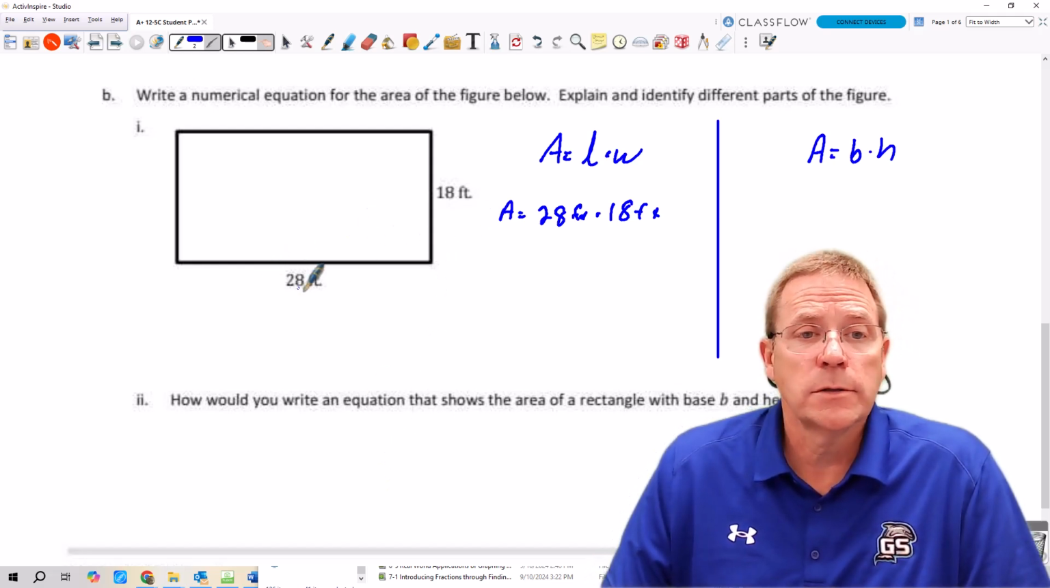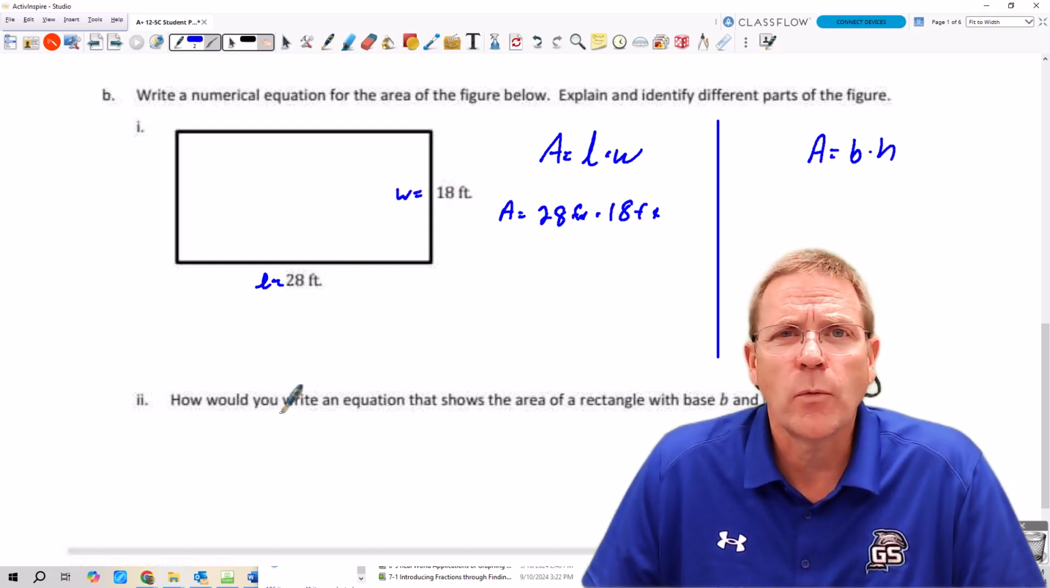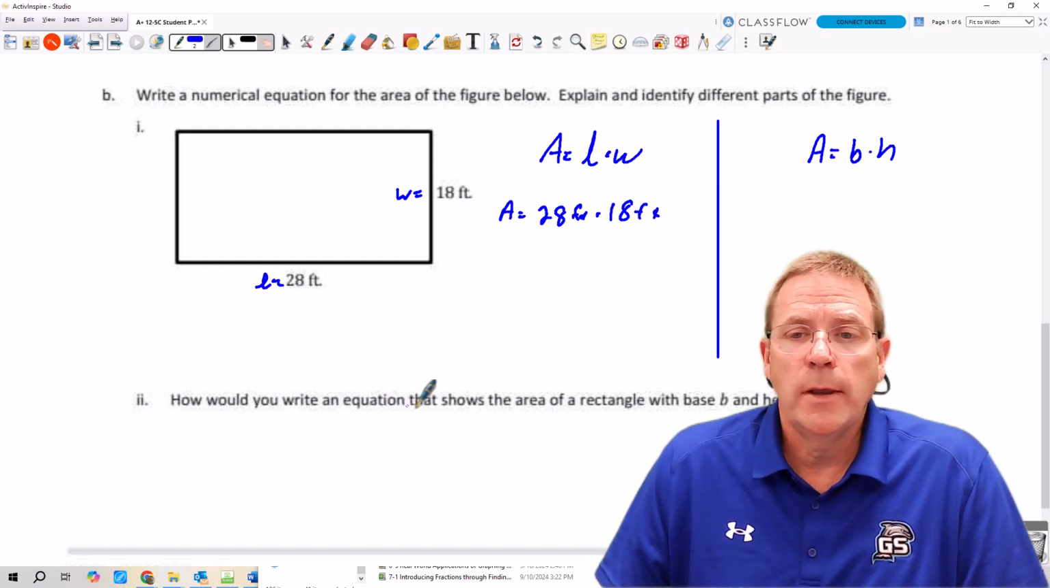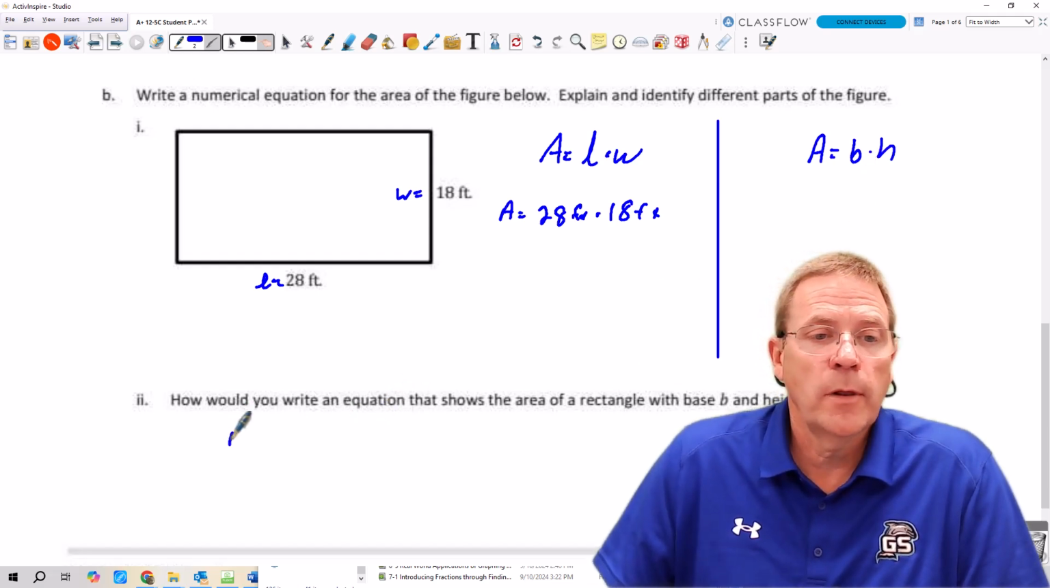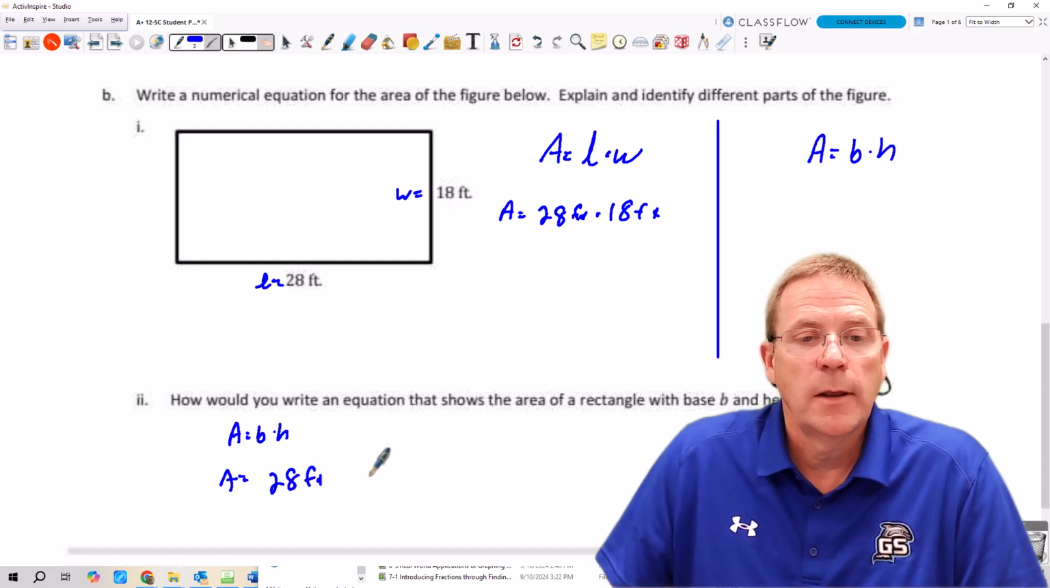Explaining the different parts. 28 is going to be my length, and my width is going to be 18. And if you remember, it doesn't matter which order you put those in. Part B wants us to use this formula: area is equal to base times height. So area is going to equal, this time I'm going to have my base be the 28 feet and my height be the 18 feet.